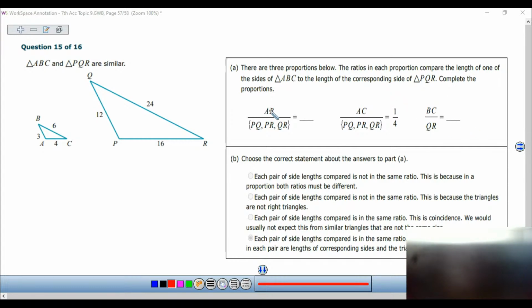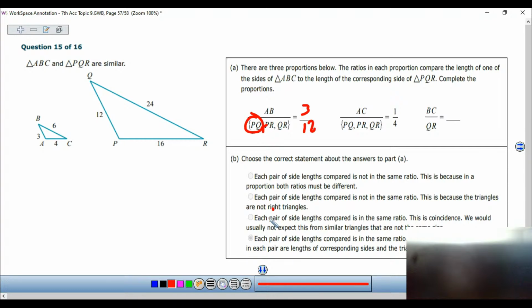Here we go. We have AB, which is 3 here, right? They want to know which triangle length on PQR matches up with that. Well, this is on the left side of the triangle. That's the left side of that triangle. That's got to be 12. And that's PQ. So this is the one we would select. It is P and Q.